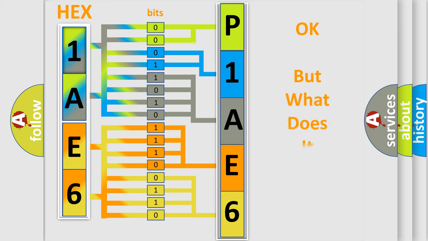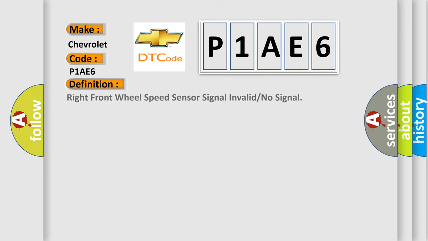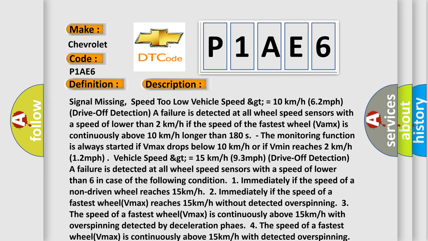The number itself does not make sense to us if we cannot assign information to what it actually expresses. So, what does the diagnostic trouble code P1AE6 specifically mean for Chevrolet? The basic definition is: right front wheel speed sensor signal invalid or no signal. And now this is a short description of this DTC code. Signal missing, speed too low, vehicle speed GT equals 10 km per hour, 6.2 miles per hour, drive off detection.